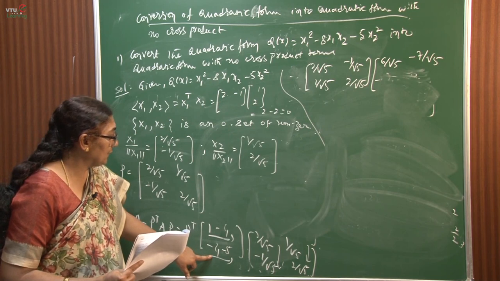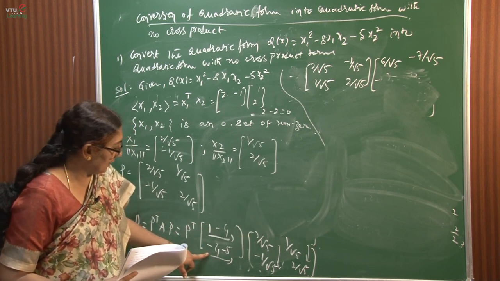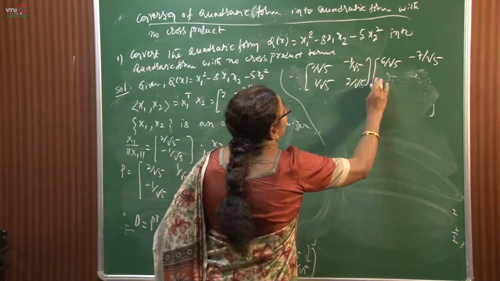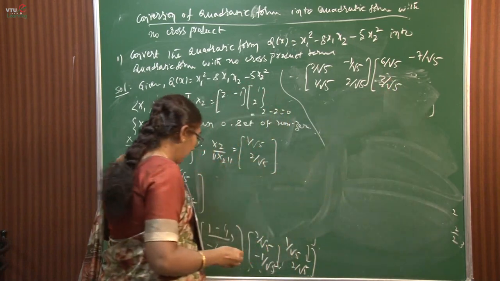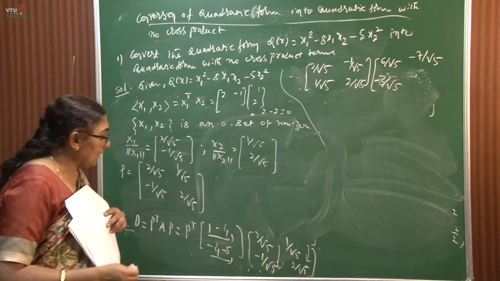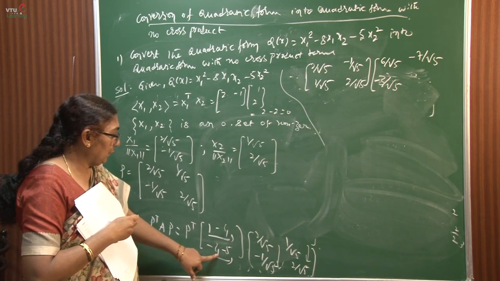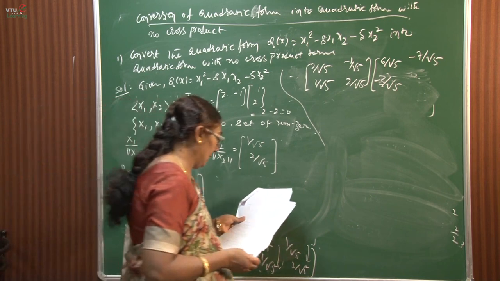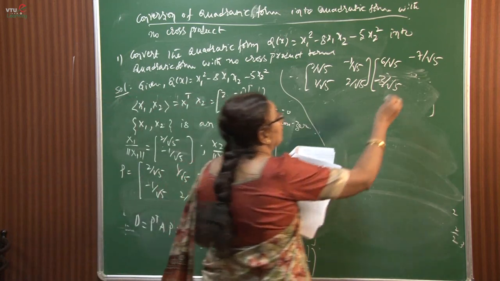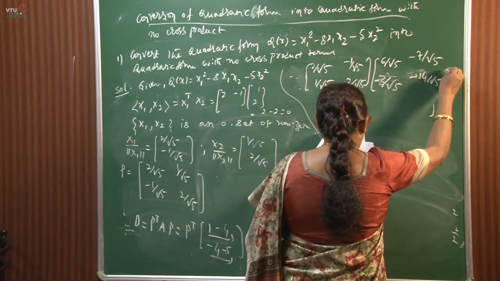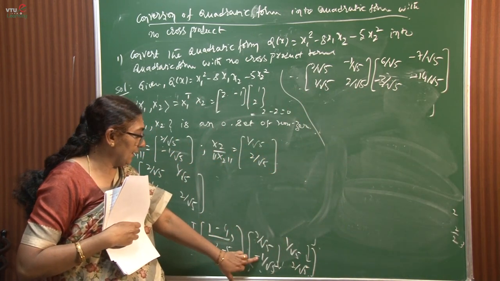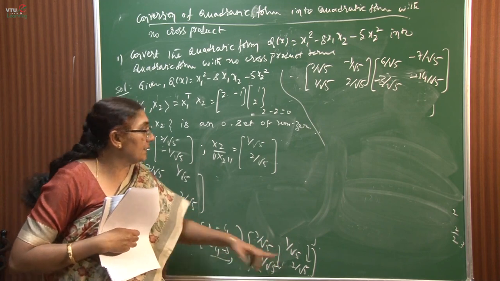Now you multiply for this to this. What we get actually: first element minus 8 by root 5, minus into minus plus 5 by root 5. We get 3 by root 5. Plus 5 minus 8 means minus 3 by root 5. Correct. And next multiply to the last column: minus 4 by root 5 plus 10 by root 5. What we get actually: minus 4 by root 5 minus 10 by root 5, minus 14 by root 5. Minus 4, 8, minus plus 5, we get minus 3, minus 4, minus 10, minus 14.